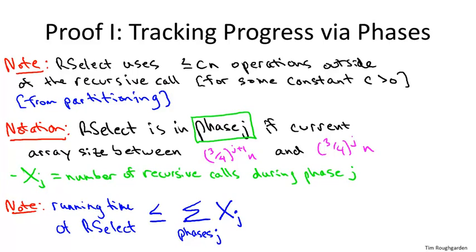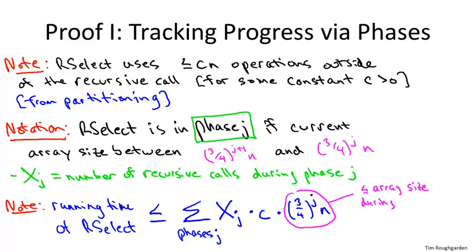So that is, we multiply the running time times this constant c. This we inherit from the partition subroutine. And then for the input length, we can put an upper bound of 3/4 raised to the j times n. So just to review where all of these terms come from, this 3/4 j times n is an upper bound on the array size during phase j. This is by the definition of a phase. Then if we multiply that times c, that's the amount of work that we do on each phase j subproblem.